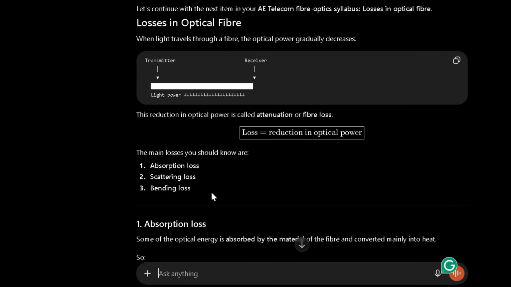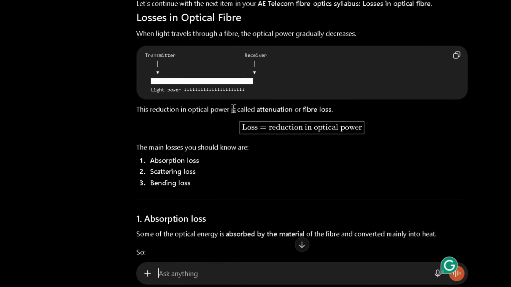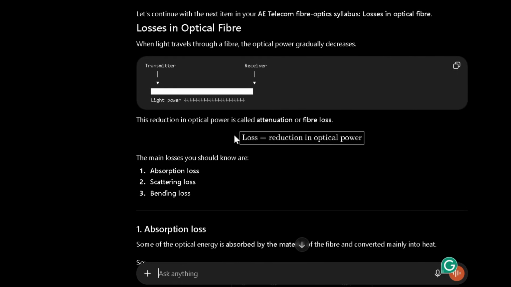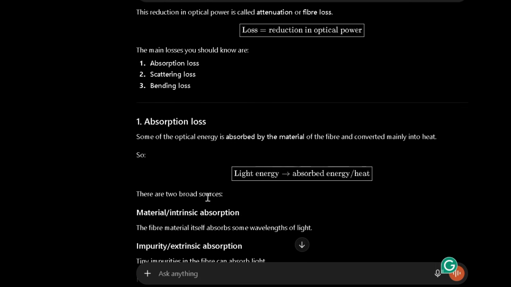The main losses you should know are absorption loss, scattering loss, and bending loss. Three types of losses. Absorption loss: the optical fiber absorbs the power. Scattering loss: if any scattered rays are beyond the critical angle, then there is a loss. Then bending loss. Let's study absorption loss first.